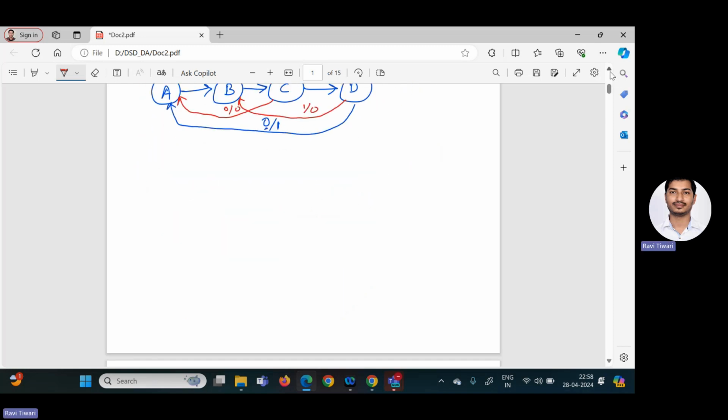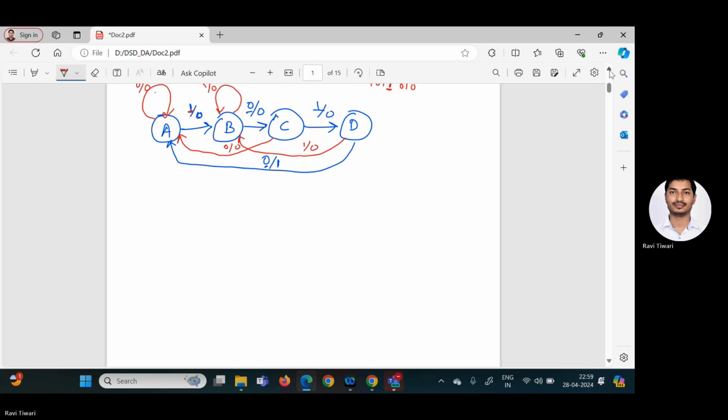Now I will make the state table. So here I am drawing the state table, and this is the second step. For the state table, you have to write down present state, then input, then next state, then output, and the output is represented by Z. Similarly, input will be represented by X.